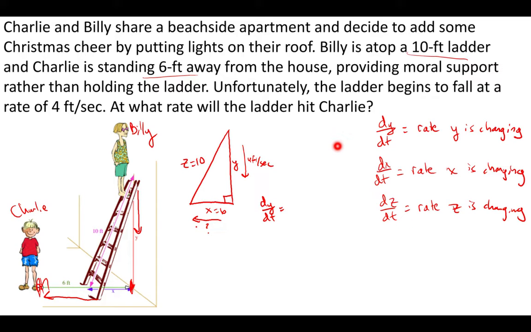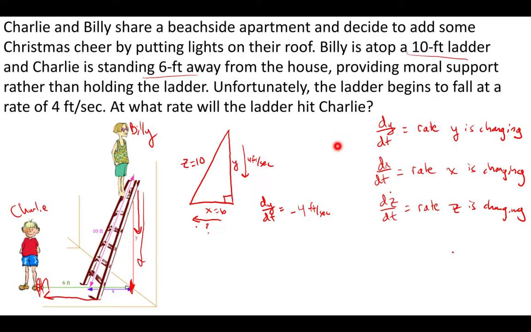Now, when we write that, 4 feet per second, I want you to also think about if this is going to be a positive or a negative. Y is actually getting smaller as it moves down, right? Y is shrinking. So this is actually going to be a negative 4 feet per second because y is getting smaller.